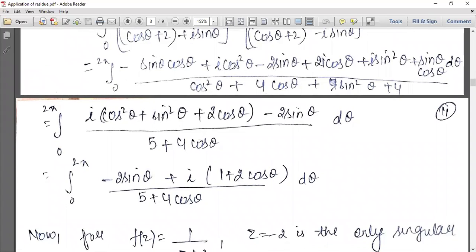Now here also cos square theta plus sine square theta is 1. So this will be 1 plus 2 cos theta, I, and minus 2 sine theta as it is, over 5 plus 4 cos theta, d theta.